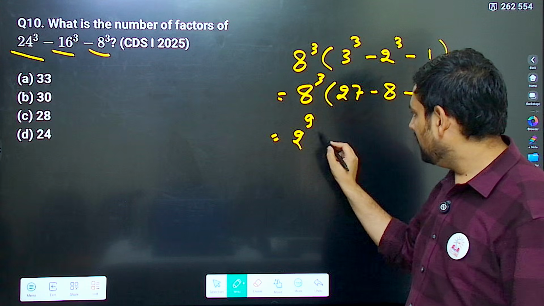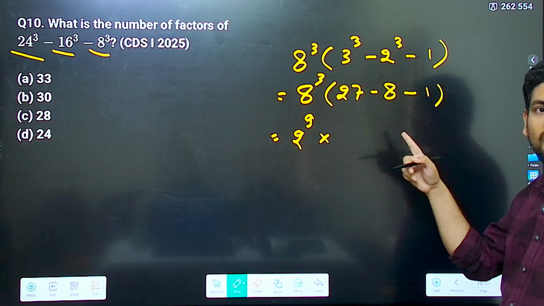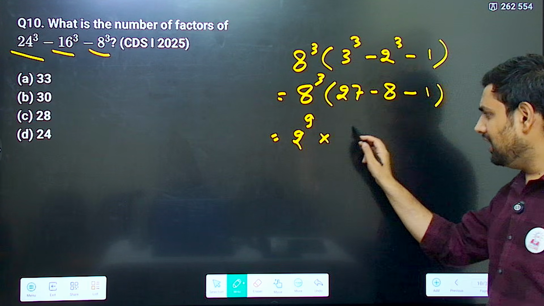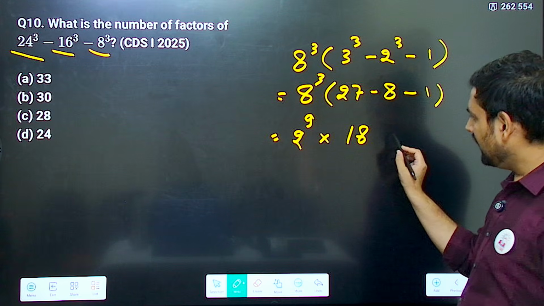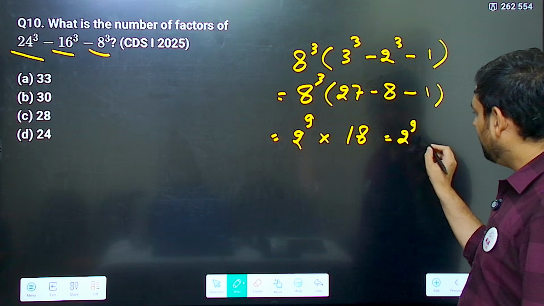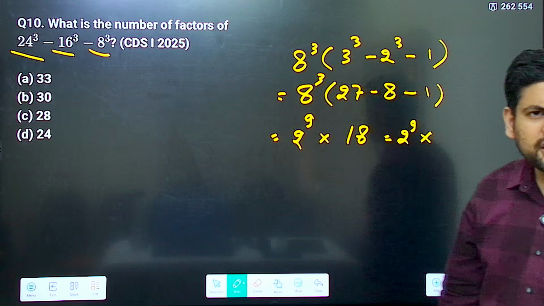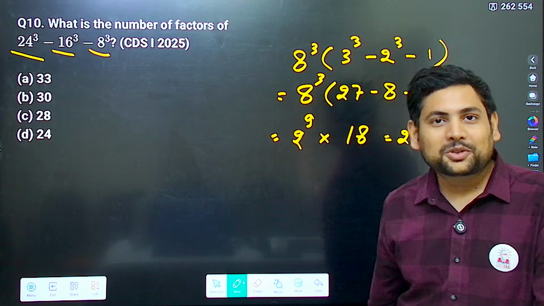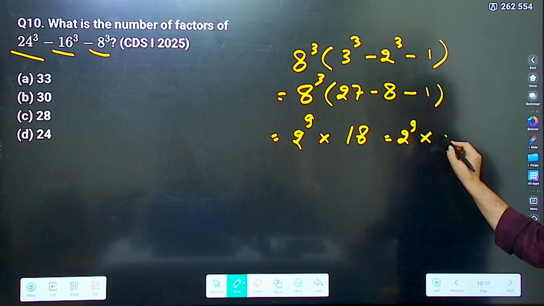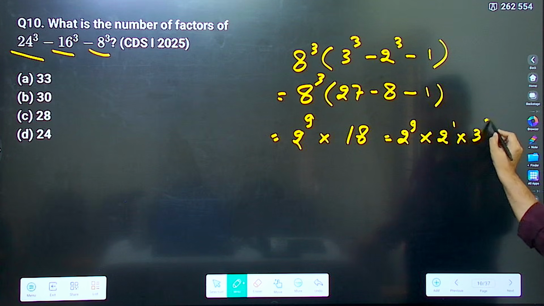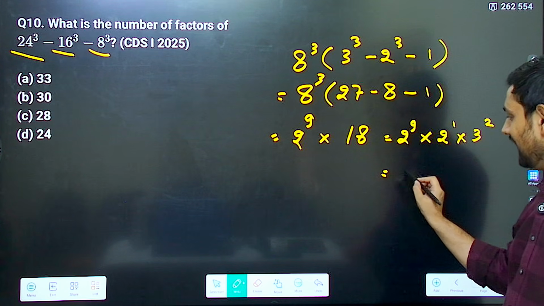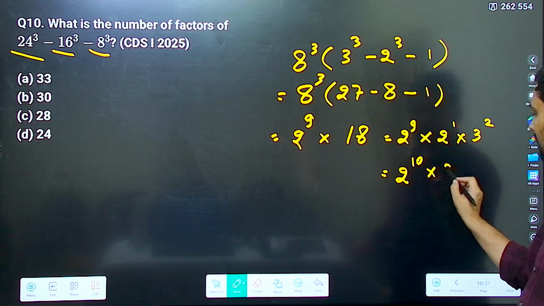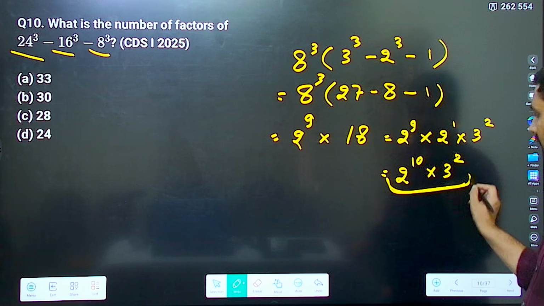2 power 9 into, here what I got, 27 minus 9, 18. Now again I will write, so 2 power 9 is fine. Then into 18 is what? 18 is 2 into 9, correct? So this is into 2 power 1 into 3 square. Now 1 plus 9, so this becomes 2 power 10 into 3 square. This is what you got.